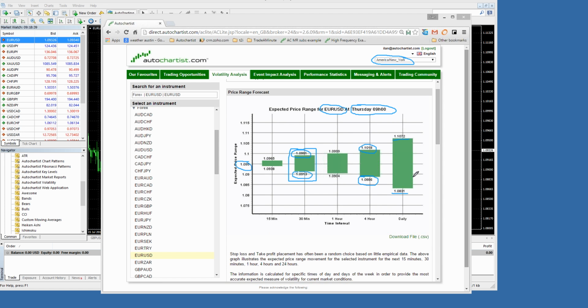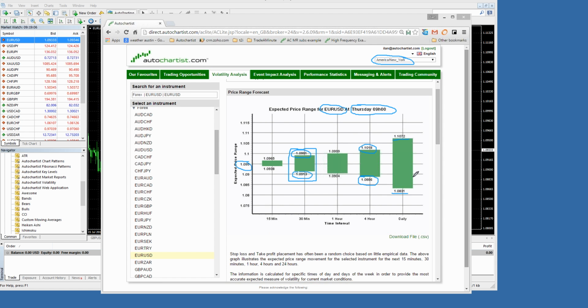Okay, so immediately what we've got now is the ability to look at euro dollar and see where are the price ranges within which we expect that to be. So now these are not averaged out, right, for every hour of the day, right? This is actually for a Thursday at 9 a.m. for euro dollar. Okay, so now let's switch to our Metatrader screen.